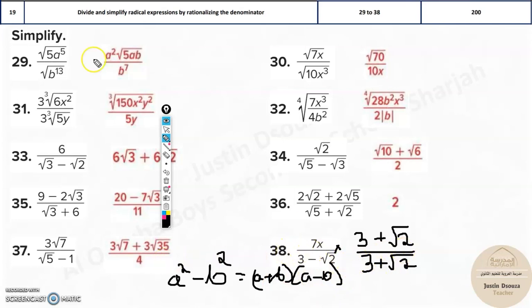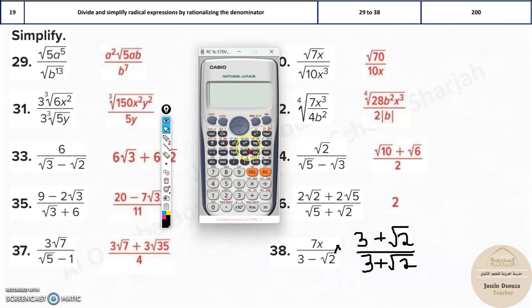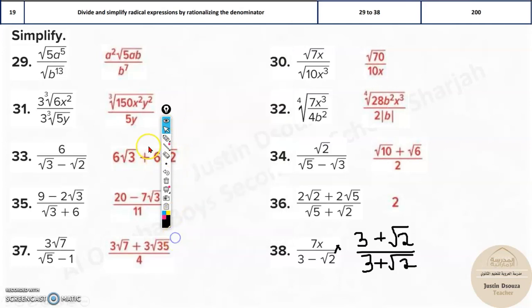So you can directly square them, or if you cannot remember the identity, it's fine. All you need to do is put it in the calculator because they're numbers, right? So all you need to do is open the bracket, 3 minus root 2, close the bracket, multiply it with 3 plus root 2, close the bracket. Just simply solving it. The answer is 7 over here. Okay, so now what's going to happen? I'll write it over here.